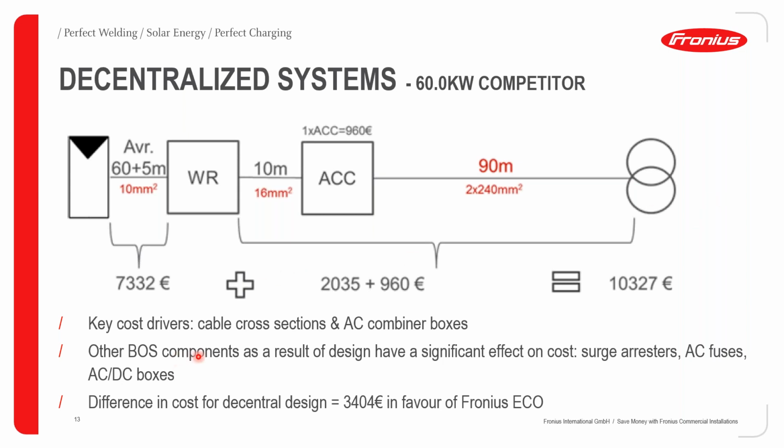And therefore, the Fronius Eco inverter in this kind of setup is giving you a cost advantage of about 3,400 euros in comparison to the competitor inverter. And this big difference in cost, of course, is being driven by things like surge arresters, AC fuses, and DC boxes that would be required when comparing the Eco and the competitor inverter. So also here, the Eco is giving you a much higher cost advantage as far as CAPEX is concerned.